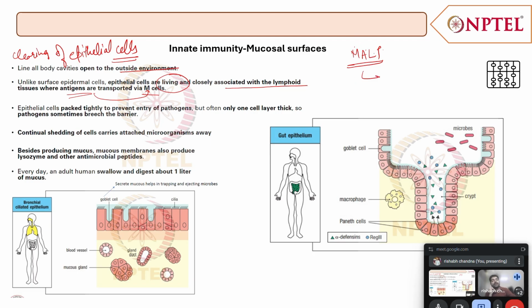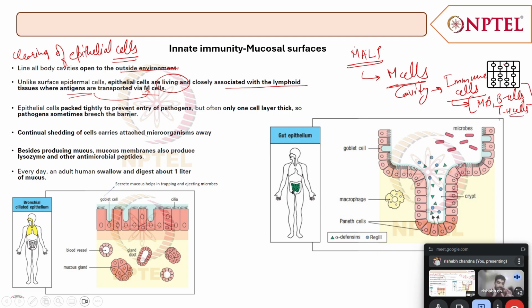In this, we have specialized cells called M cells that have a cavity. And in this cavity, different immune cells are present. These immune cells are basically macrophages, B cells, and TH cells. So these cells help in trapping of the pathogens.